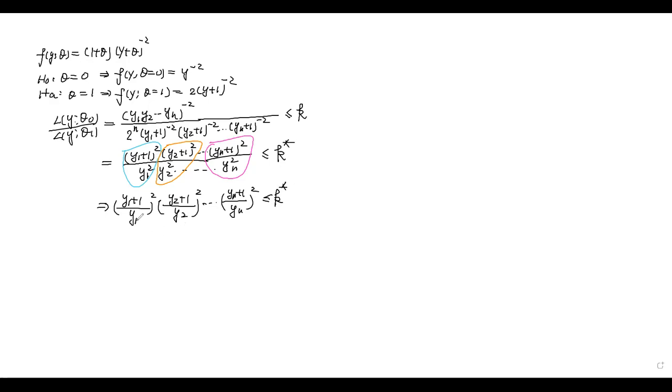So in here, you can simplify this. This will just be (1 plus 1 over y1) squared times (1 plus 1 over y2) squared, all the way to (1 plus 1 over yn) squared, less than or equal to k star. Basically this will be my rejection region, right? So it will be the product for i from 1 to n of (1 plus 1 over yi) squared less than some k star here. So this is part A.